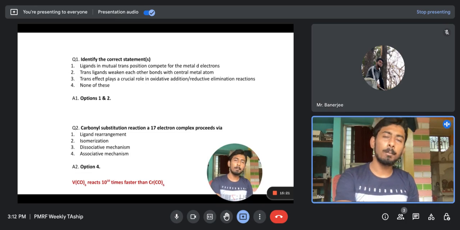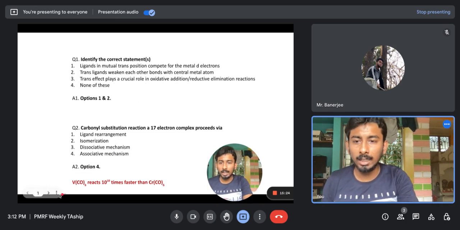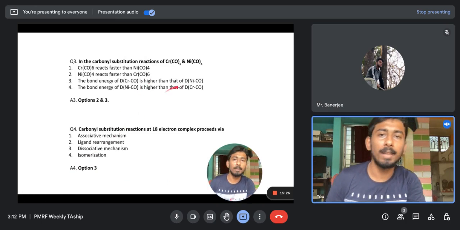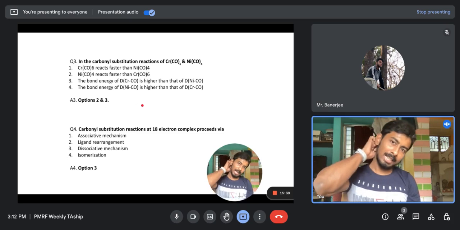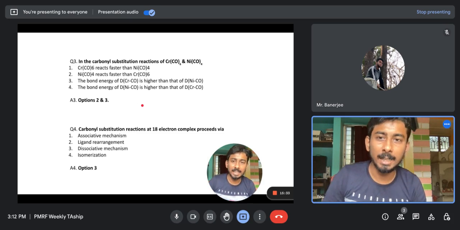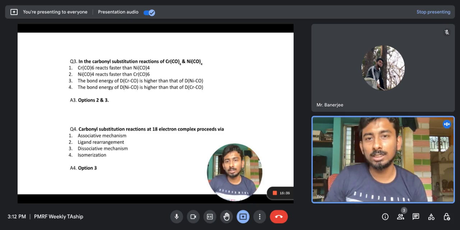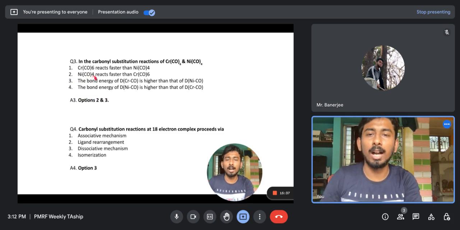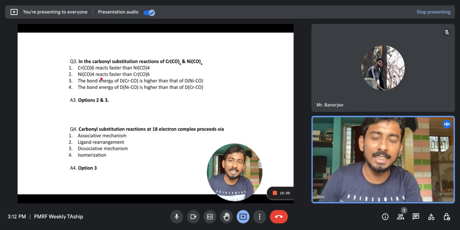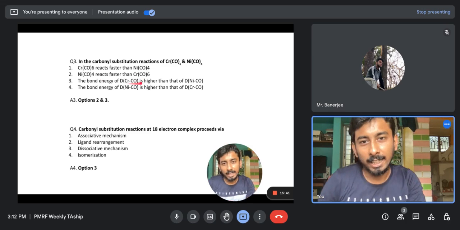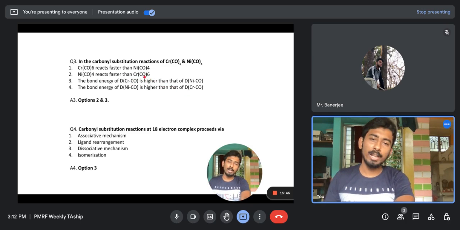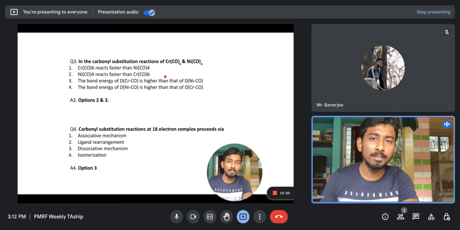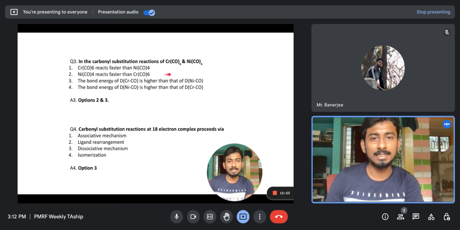So you see, in Ni(CO)4, Ni is a 4s2 3d8 system in the zero state. So it is a 10 electron system, and 4 into 2 is 8, so 10 plus 8 is 18. So it is an 18 electron system. Cr(CO)6, as I stated in the previous slide, is also an 18 electron system, because 6 COs deliver 6 into 2, that is 12, and chromium is 6, so 12 plus 6 is 18.